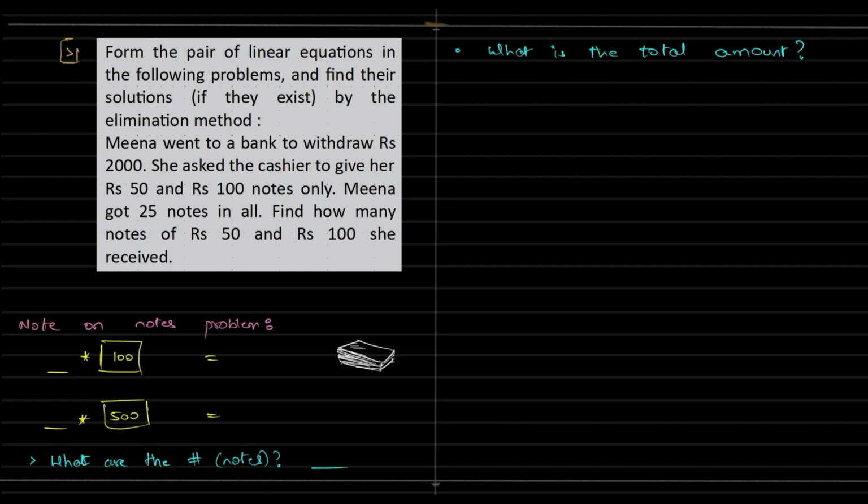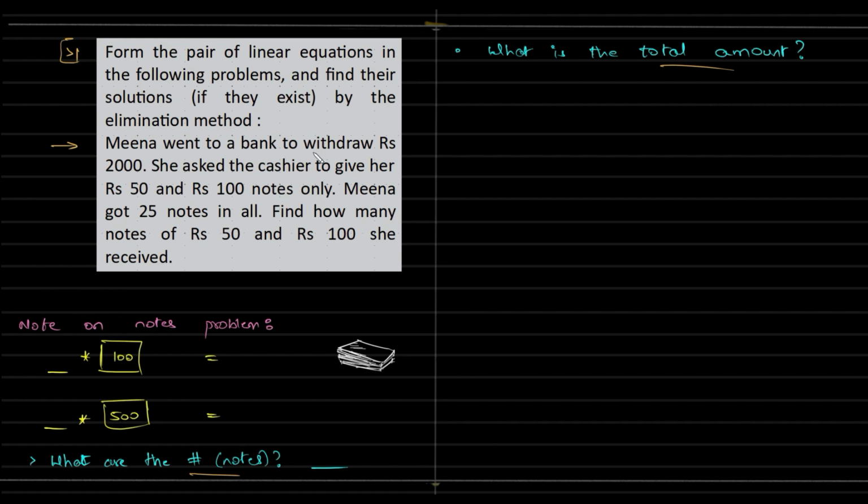Form the pair of linear equations in the following problem and find the answer with the elimination method. So this is another classification of problems. What we're looking at is note-related problems, amount and cash and such. Again, I have a specific way of approaching it, and we need to understand the difference between the number of notes and the total amount. If you understand this, continuing with it is not a big issue.